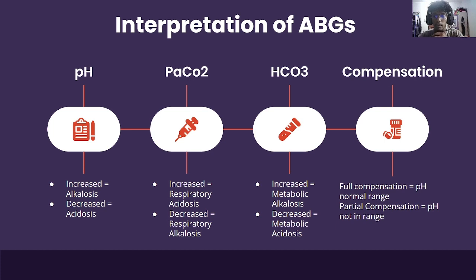For the compensation, we have full compensation and partial compensation. Full compensation is where the pH is within the normal range, and partial compensation is when the pH is not in the range. So next, I'll pass to my friend.